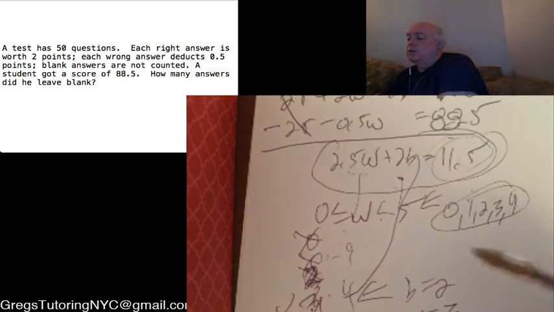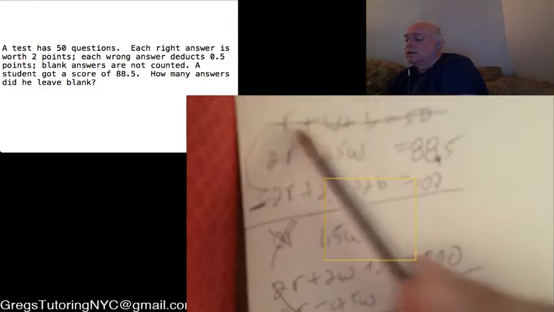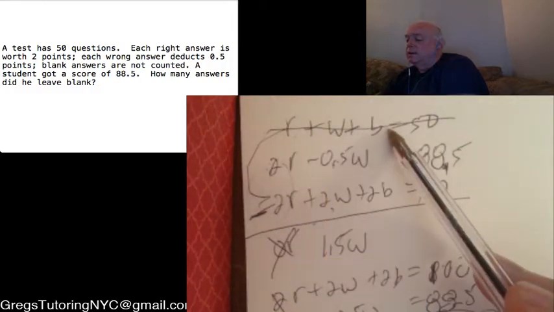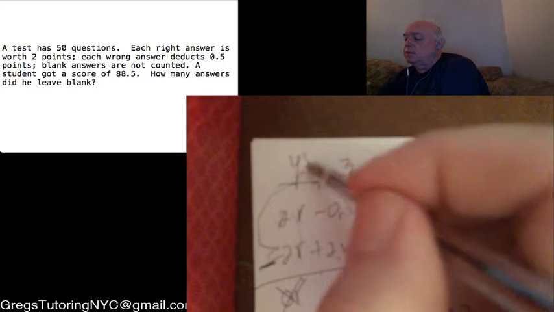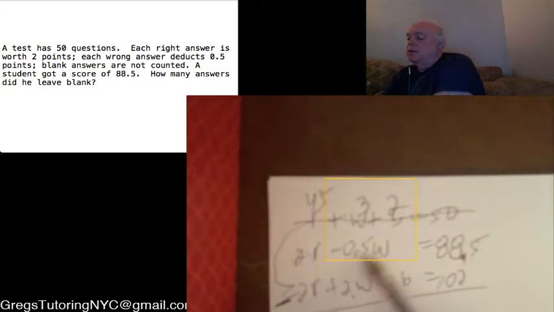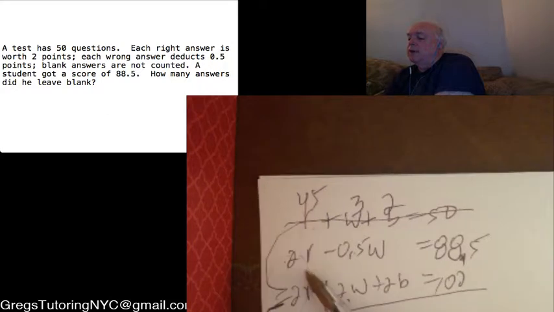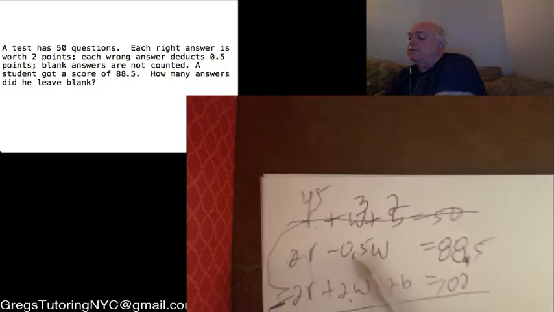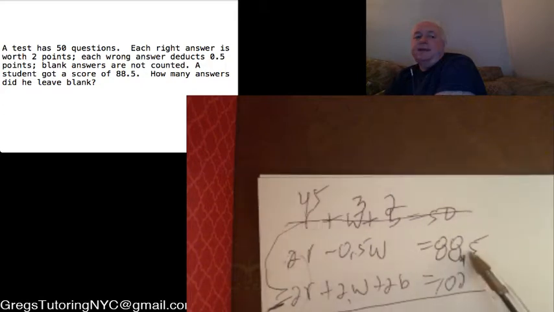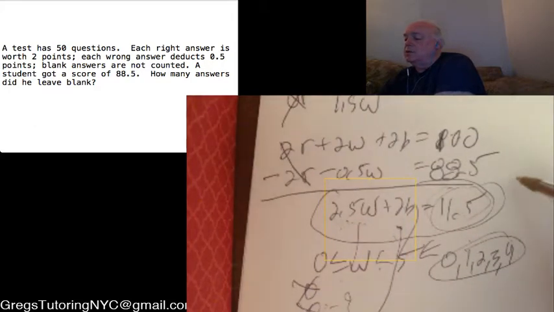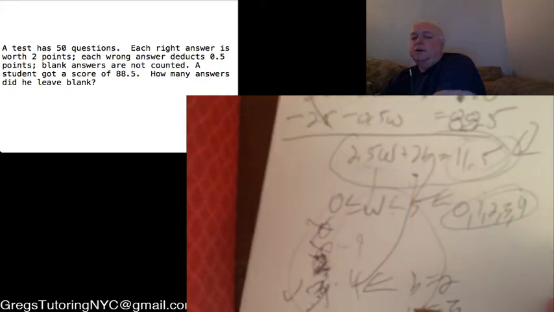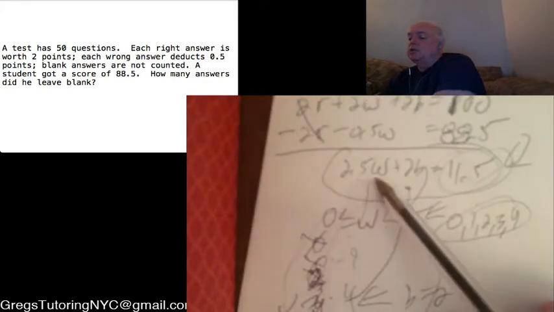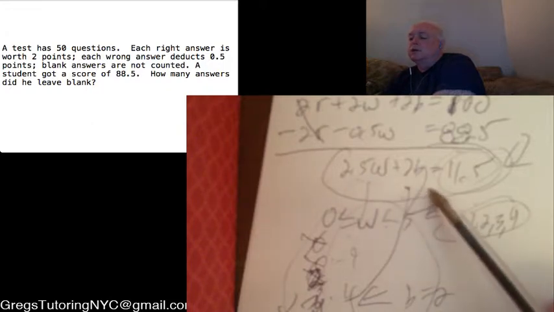And that means, if you go back to the original equation, the right plus the wrong plus the blank, if W is 3 and B we think is 2, the number right has to be 45. And if we run that through here, if the person got 45 right, then they got 90 minus 1.5, which is 88.5. So it works out. So we got as far as this formula, and then we have to go through the process ourselves. And by the way, I did this trying to shoot for the W. You could also do it the other way, trying to shoot for the B.